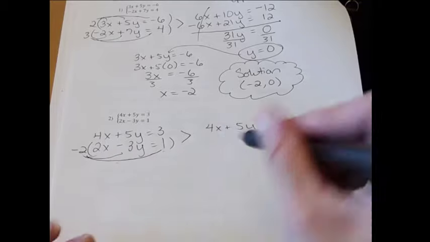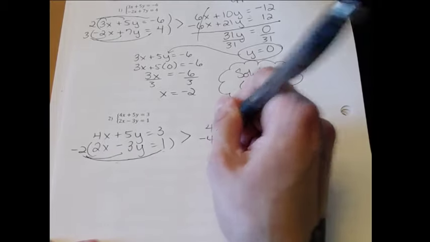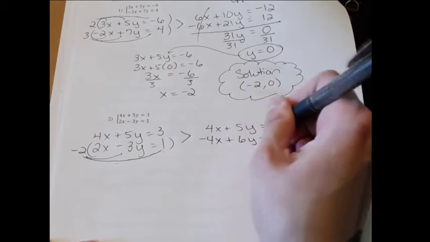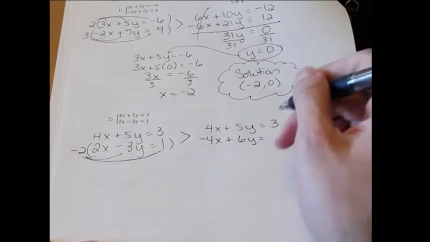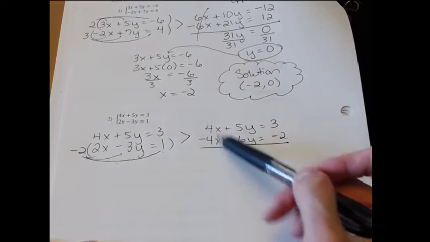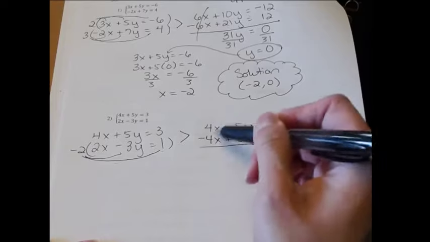So be super careful. That gives us a negative 4x. Negative 2 times a negative 3y is positive 6y. And then negative 2 times a positive 1 is a negative 2. Awesome. Notice here my 4x and negative 4x, they cancel. That's gone.